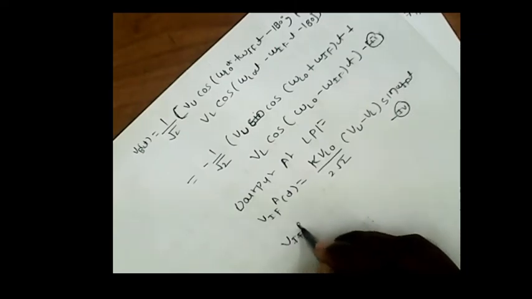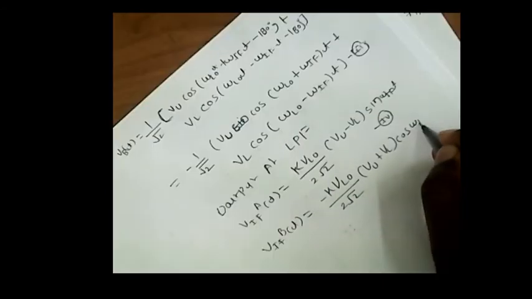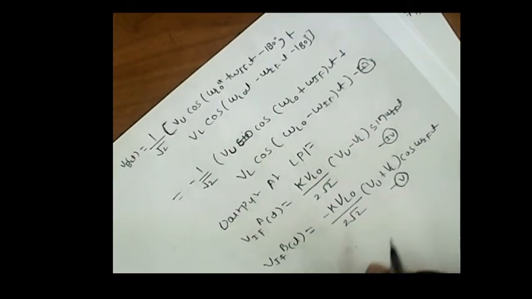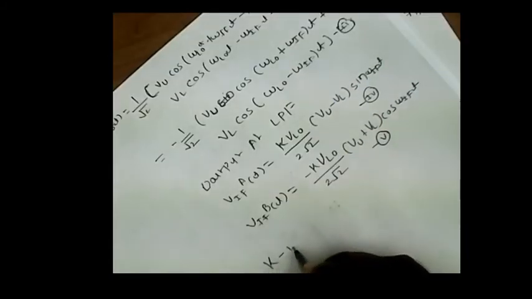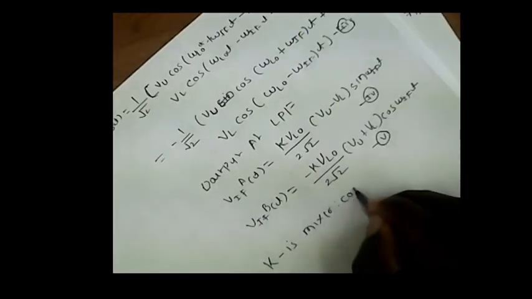VIF into B of t, where k is a constant, is root 2 divided by 2 into VU plus VL, for the upper side band, cos omega IF into t. This is equation number 5, where k is a mixer constant.